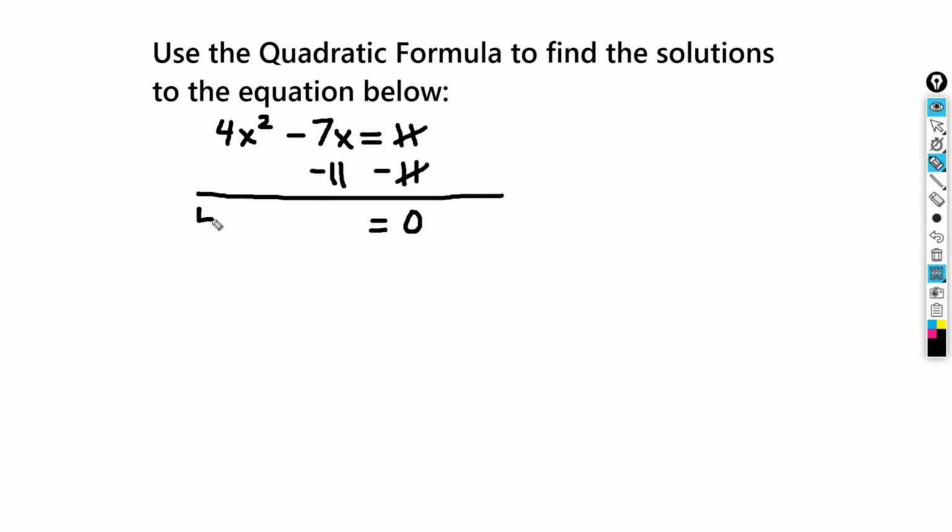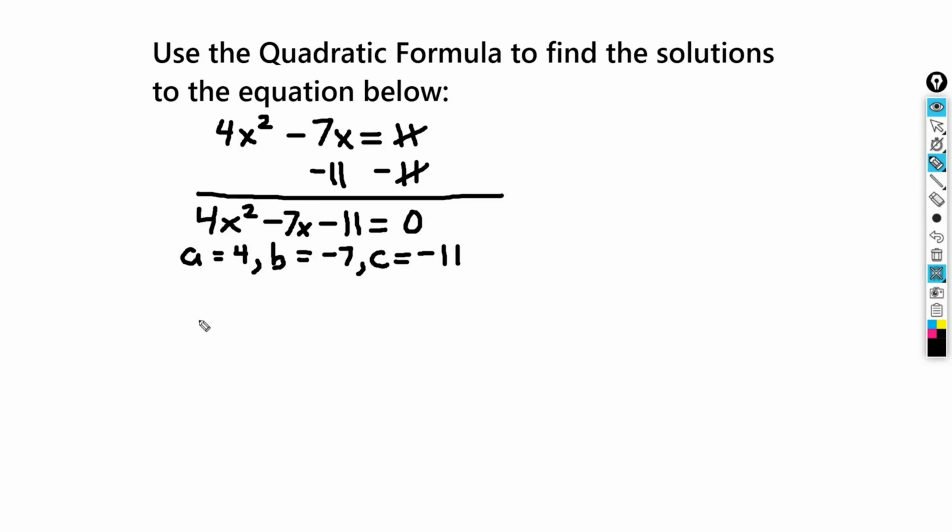And on this side, we've got 4x squared minus 7x minus 11. Now we've got it in the form ax squared plus bx plus c equals 0. So a in this case is 4, b is negative 7, and c is negative 11.